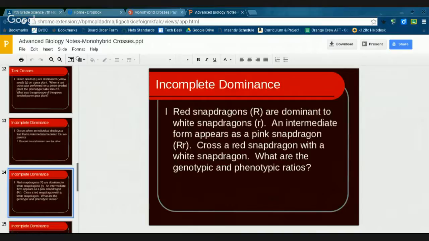That's because with flower color in snapdragons, you usually have red snapdragons and you usually have white. There's an intermediate form that shows up occasionally as pink. So in order for you to be red, you would have to be homozygous dominant. Because if you are heterozygous, you get that intermediate, incomplete dominant phenotype of pink. It's kind of a blend between the red and the white.